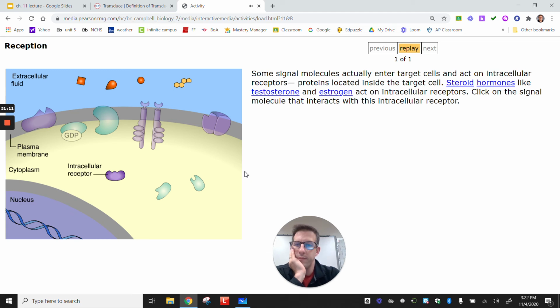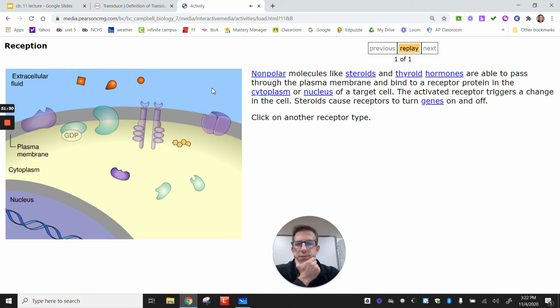Some signal molecules actually enter target cells and act on intracellular receptors, proteins located inside the target cell. Steroid hormones like testosterone and estrogen act on intracellular receptors. Click on the signal molecule that interacts with this intracellular receptor. Nonpolar molecules like steroids and thyroid hormones are able to pass through the plasma membrane and bind to a receptor protein in the cytoplasm or nucleus of a target cell. The activated receptor triggers a change in the cell. Steroids cause receptors to turn genes on and off. Click on another receptor type.